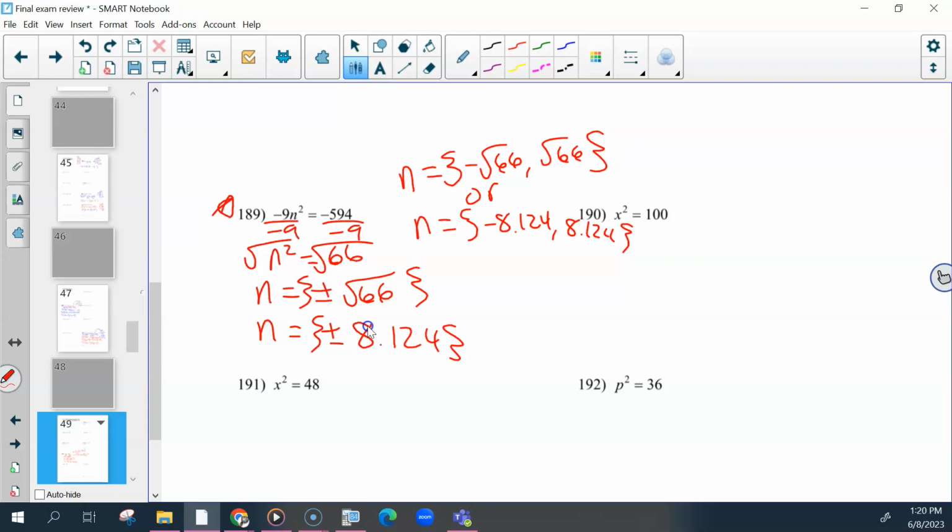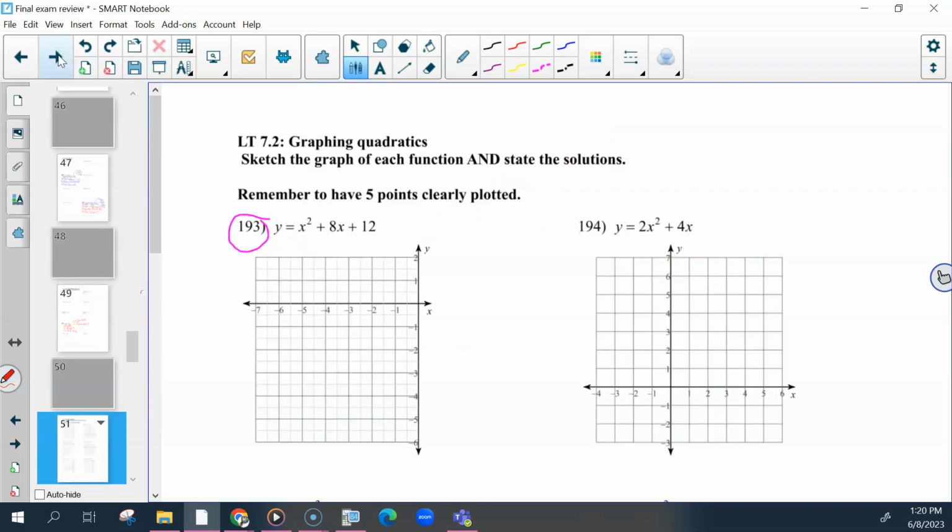Other questions on this page? If you were solving this and got a negative on the other side, that would then be no solution. We can't take the square root of a negative number. Go on to the next page if we don't have other questions on this one. And if you don't have your calculator, you'll need it for this.